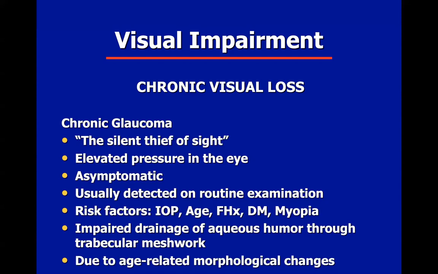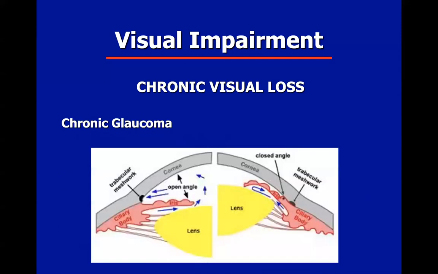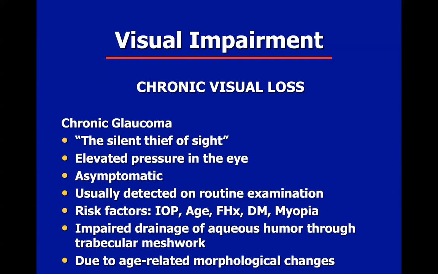Usually there's an elevated pressure in the eye. Unfortunately, it is asymptomatic, so patients can lose a great part of their vision without even knowing. It's usually detected on routine examinations. There are many risk factors, as you read there. There's an impaired drainage of the aqueous humor through the trabecular meshwork, and it can be due to age-related morphological changes. So I encourage each and every one of you to have your parents, because I'm sure they're above 40 years of age, to have their intraocular pressure measured.